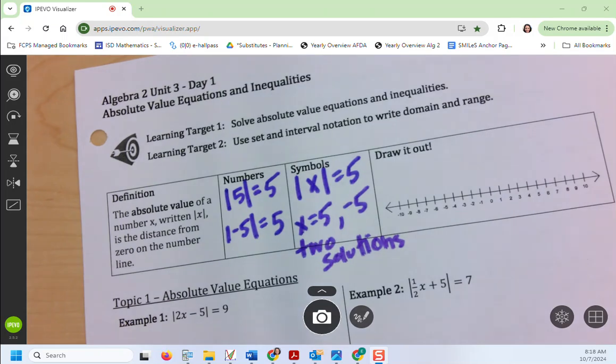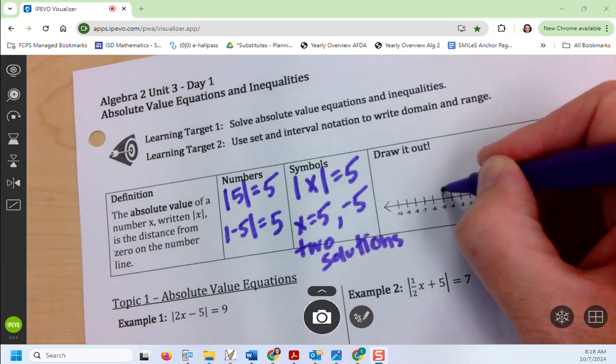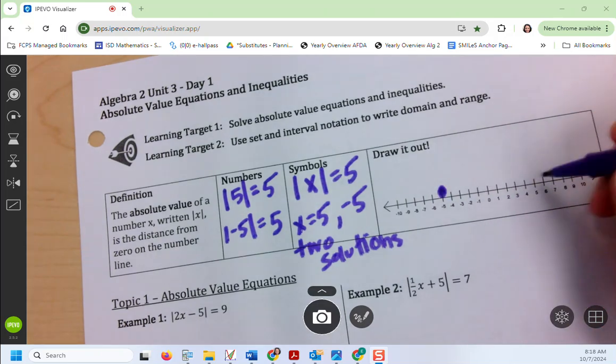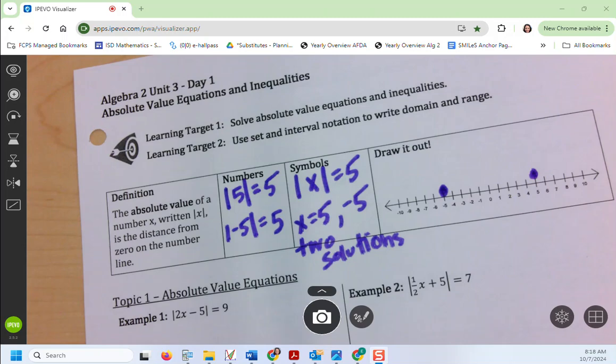Then we just show those on the number line by drawing a point at each number. So I'm going to go back to negative 5 and show here's the point, and that one is 5 away from 0. And over here, here's another point. That one is also 5 away from 0. For each problem, we're going to solve it, and we're also going to graph our answers. Does anybody have a question before I move on? Okay, make sure you have that. Then we're going to do a problem.